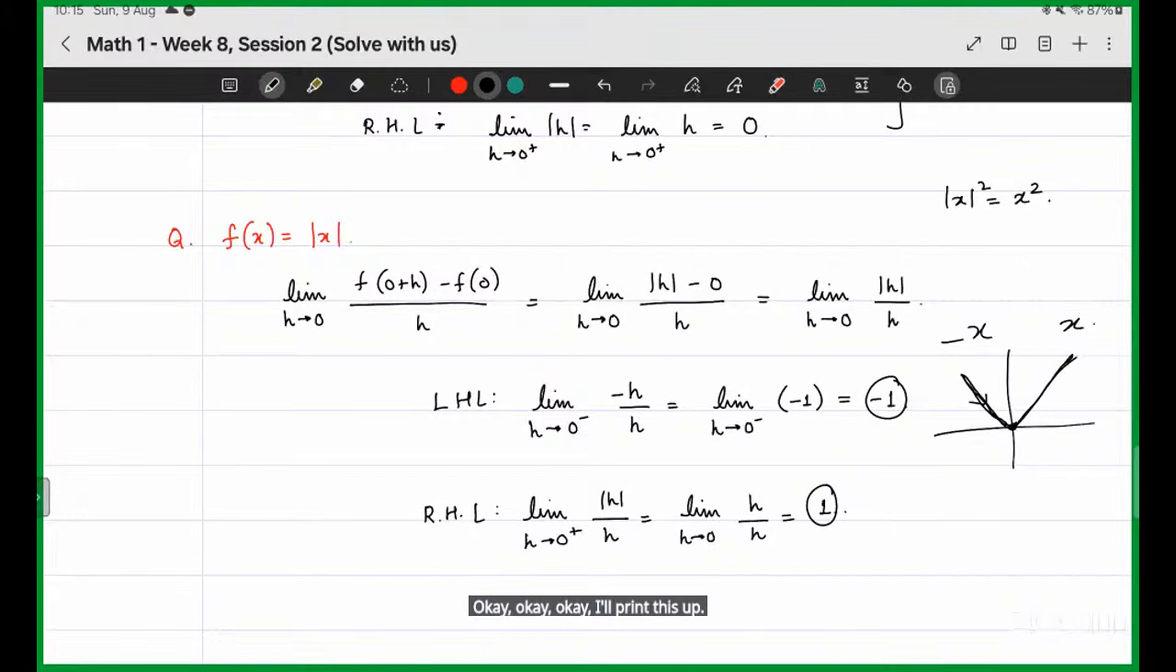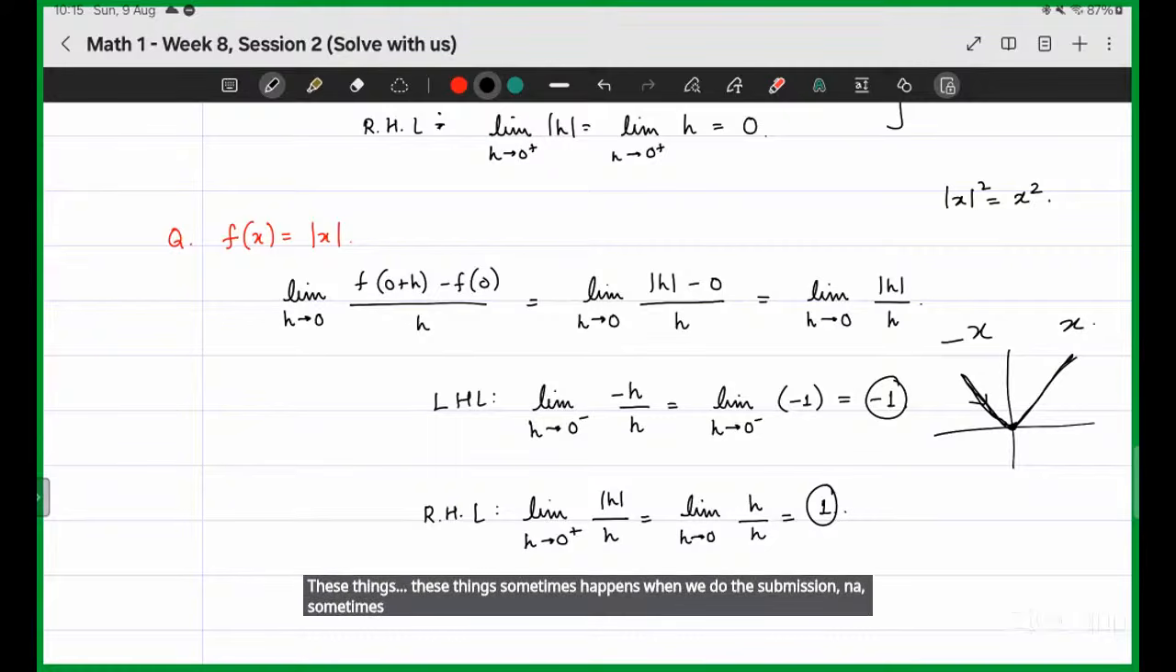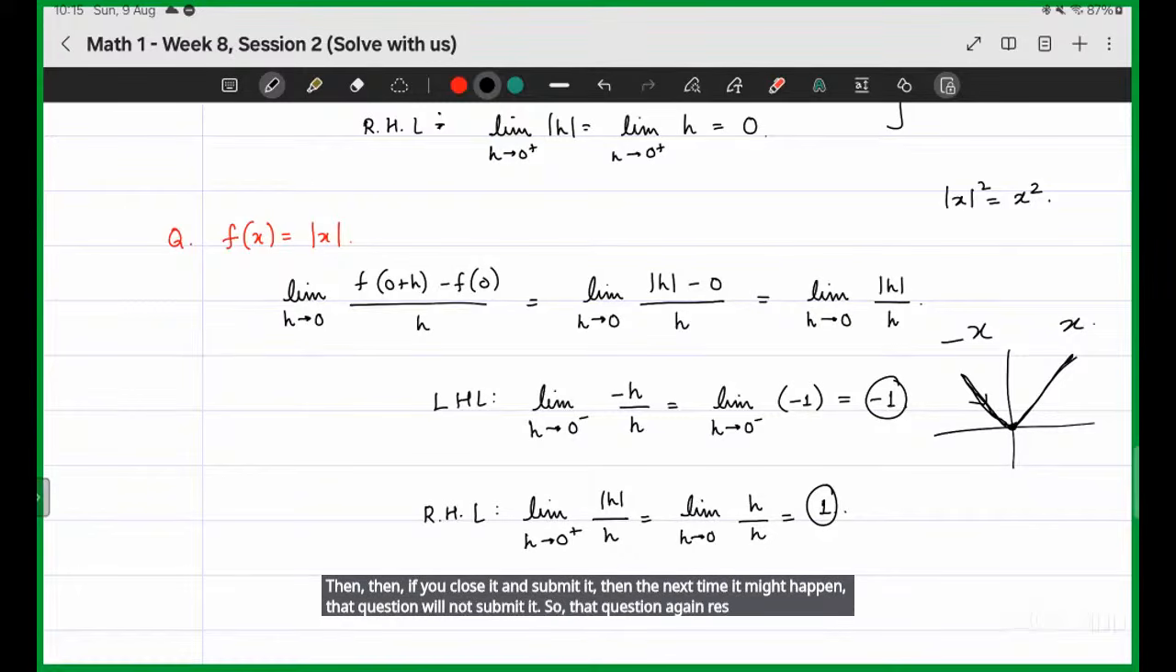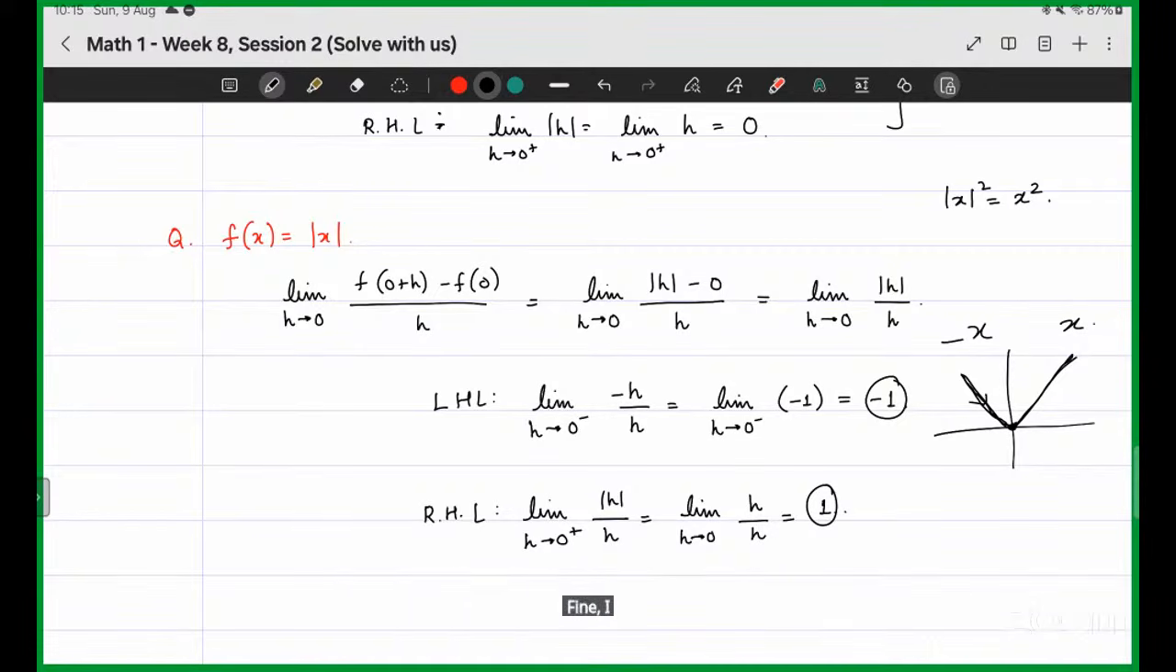Very helpful, sir. Sometimes it happens when we do the submission that in the left-hand corner it shows that it's not saved. When it shows not saved, if you close it and submit it, then the next time that question might not be submitted, so that question resurfaces. Okay, fine. I am not very aware of this, but I'll tell the TA to take care of it, and hopefully it'll be resolved soon.